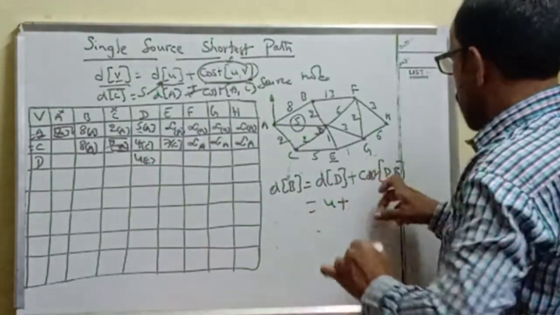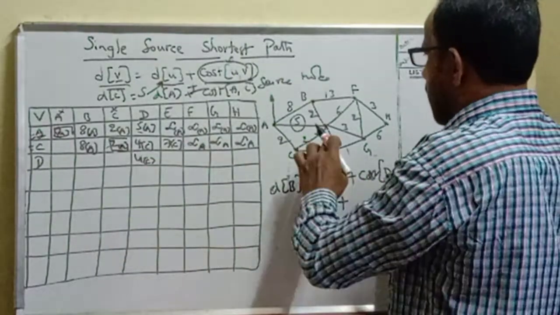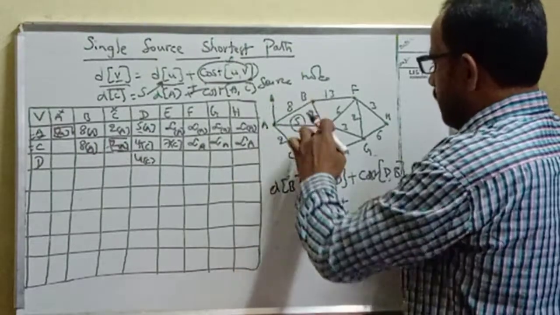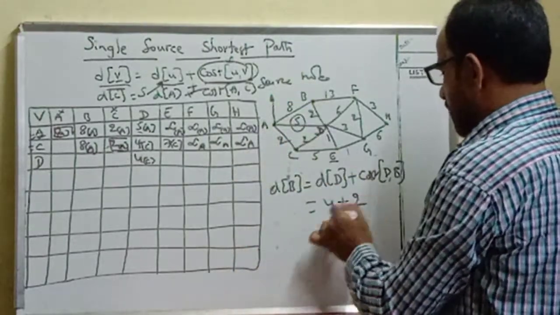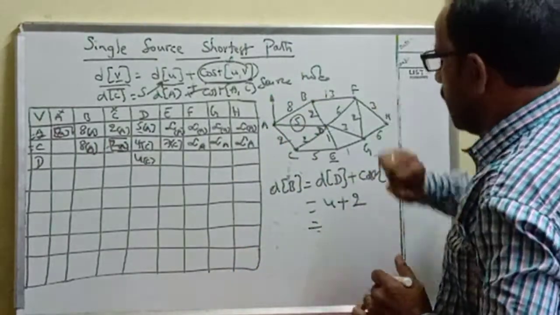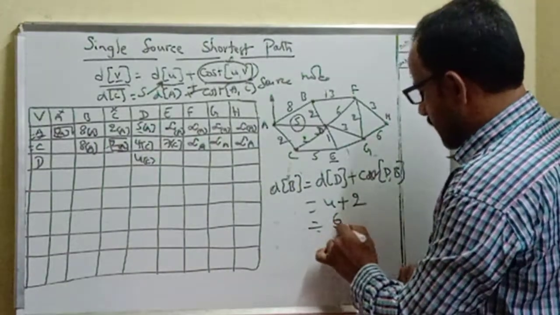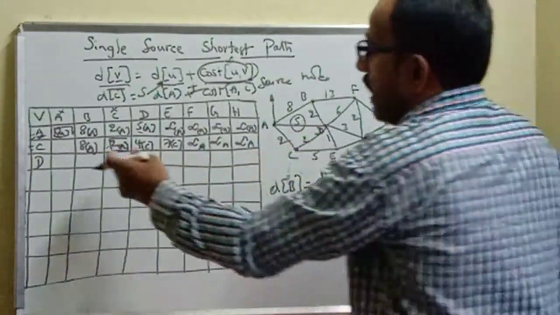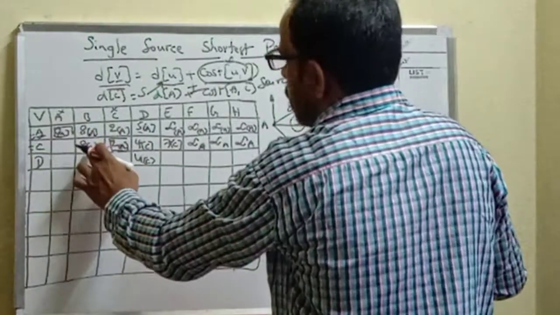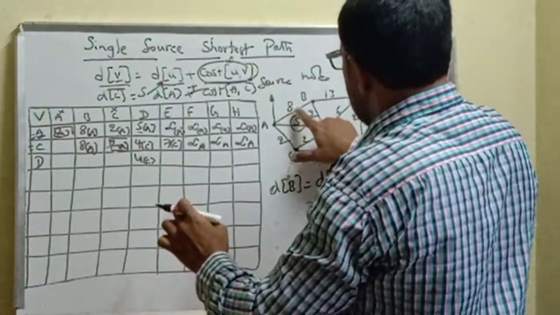4 plus, what is cost of D comma B? Is there any edge between D comma B? Yes, there is edge between D comma B, directed, that cost is 2. D to B is 2. Then immediately calculate the cost. We got 6 units. What was the earlier, if you consider direct edge? Direct edge, if you consider, then the cost is 8 units.